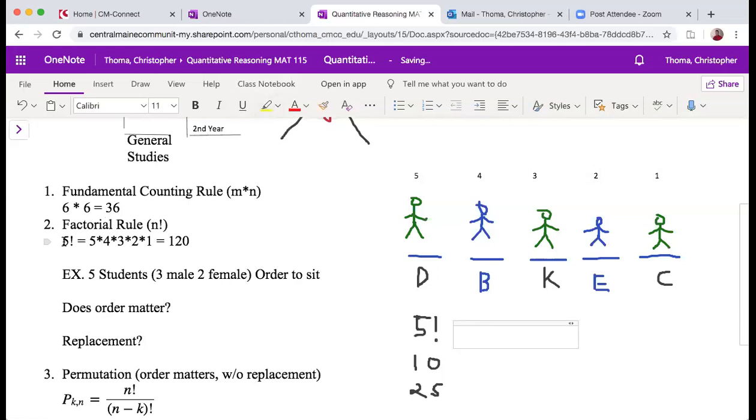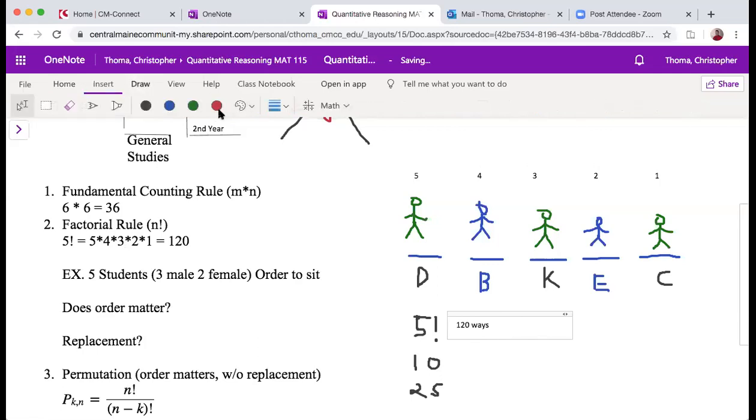Which we just calculated over here. So there's 120 ways to arrange the 5 of us to sit in the front of the class. All right, does that make sense? Yes. Good.